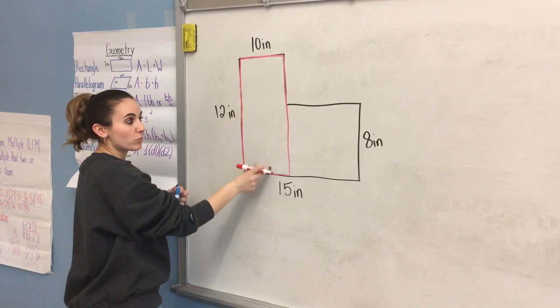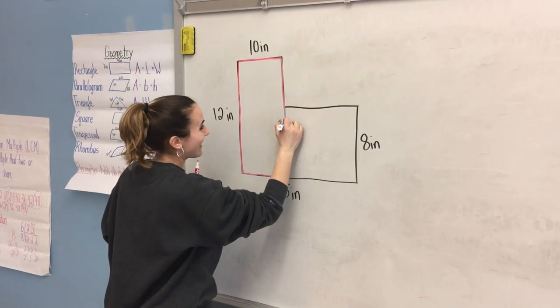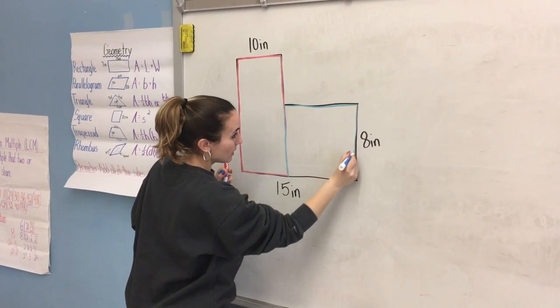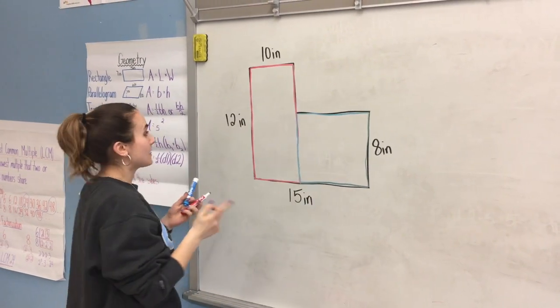Does everyone see how I broke that into a rectangle? Okay? And then I'm going to break this one into another rectangle, because we do know the formulas for area of a rectangle. We want to use the formulas that we know.